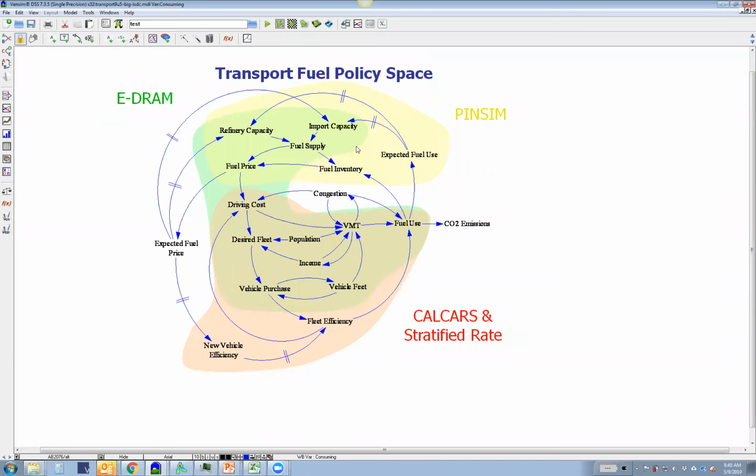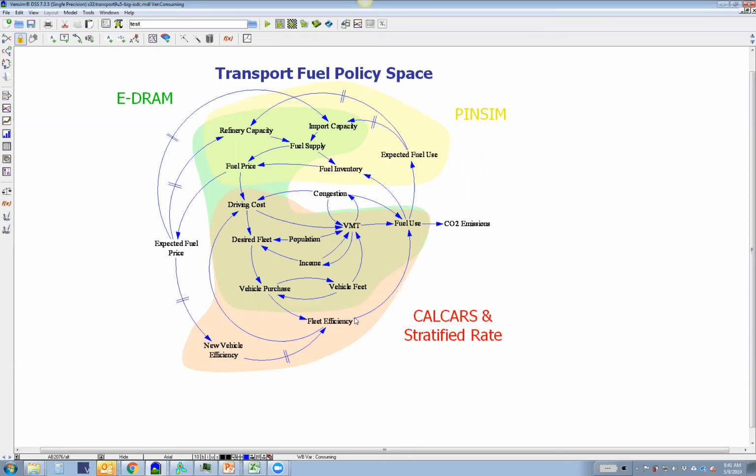So they had this spaghetti diagram here, which captures the key causality in the space. It's things like the vehicle fleet, vehicle miles traveled, fuel use, and then the supply side in the yellow blob of fuel supply, inventories, refinery capacity, and these are tied together by some other things, people's expectations of fuel prices that influence their choices of new vehicle efficiency and so on. So it's a mix of the physics of the petroleum supply network and the physics of the vehicle fleet with the sort of behavioral economics of decision making in these areas.